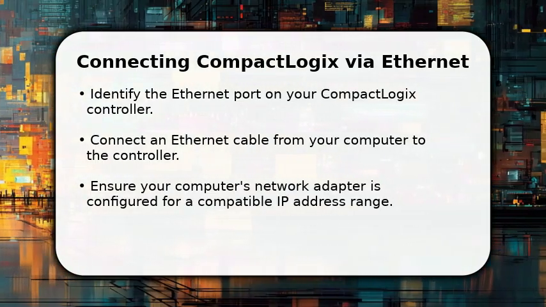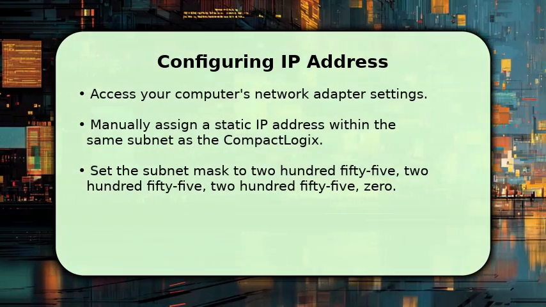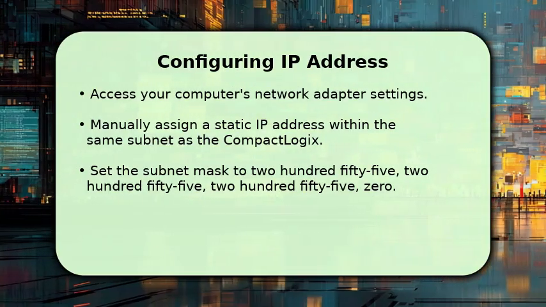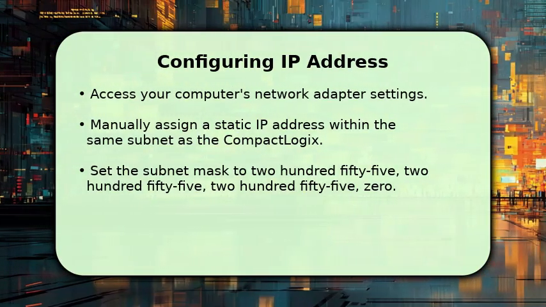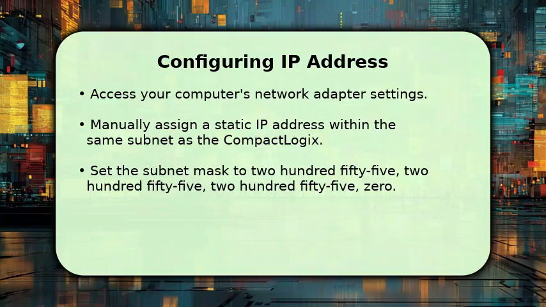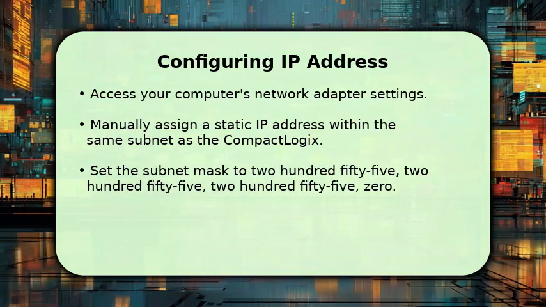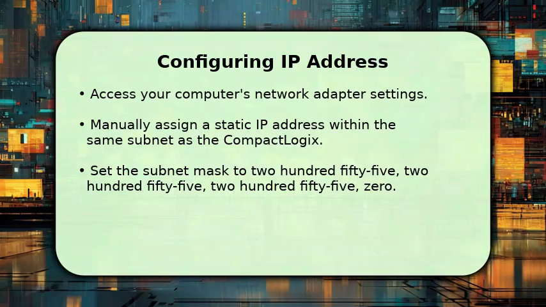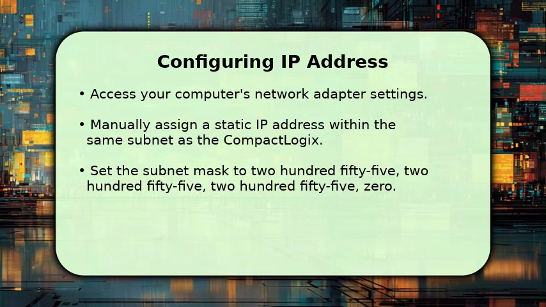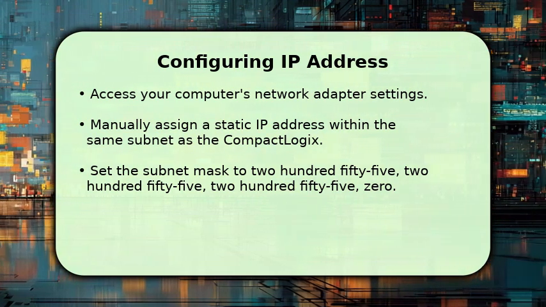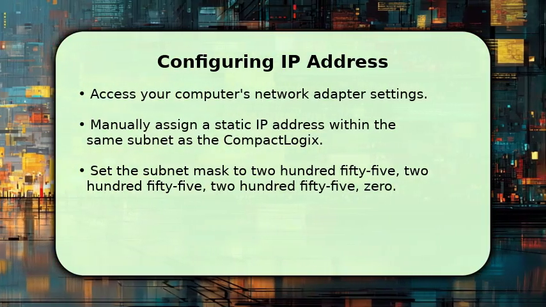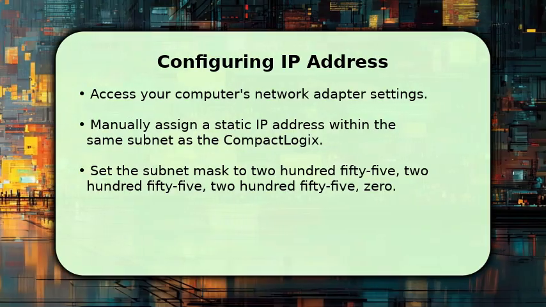the stage for configuration. Now, let's configure your computer's IP address. Navigate to your computer's network adapter settings and manually assign a static IP address. This address should be within the same subnet as your CompactLogix controller. For instance, if the controller defaults to 192.168.1.10, set your computer to 192.168.1.11. Ensure the subnet mask is 255.255.255.0. This ensures proper network communication.